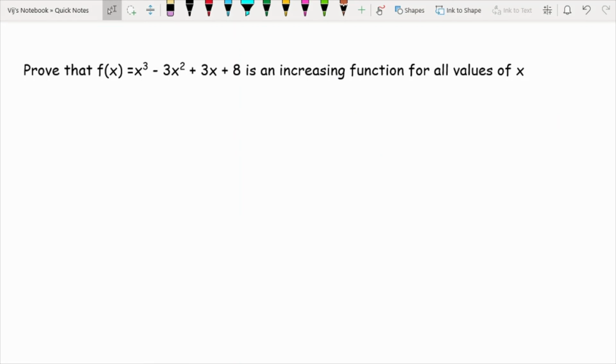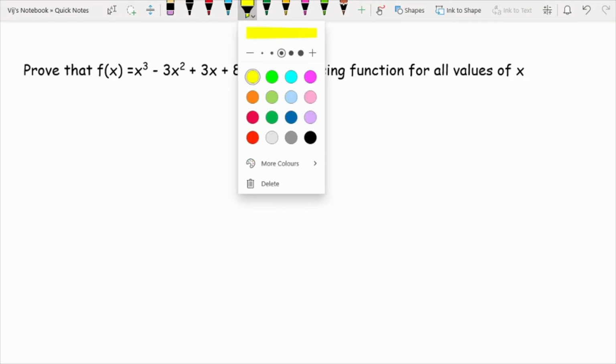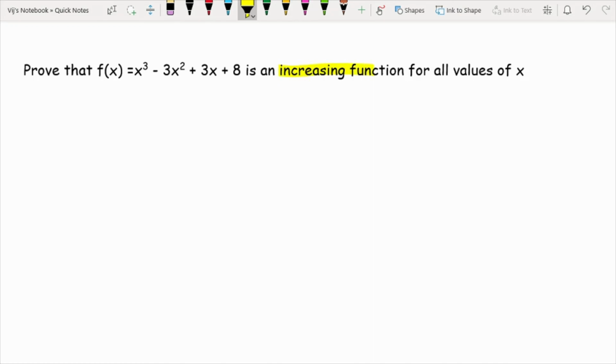So in this last example, we've been asked to prove that f of x equals x cubed minus 3x squared plus 3x plus 8 is an increasing function for all values of x. Now, these types of questions always tend to catch a few students out simply because of the wording. If you take it into basics, what does an increasing function actually mean? Well, basically, this means that you want to show that the gradient is always positive.